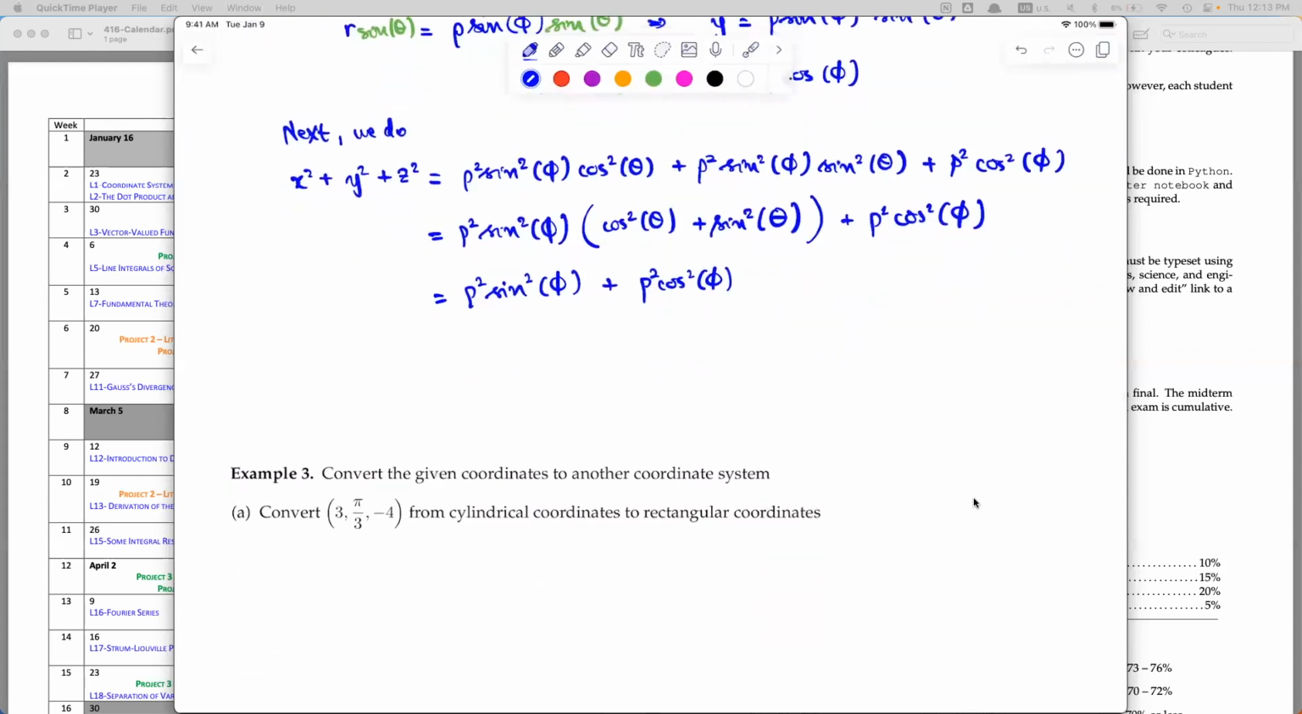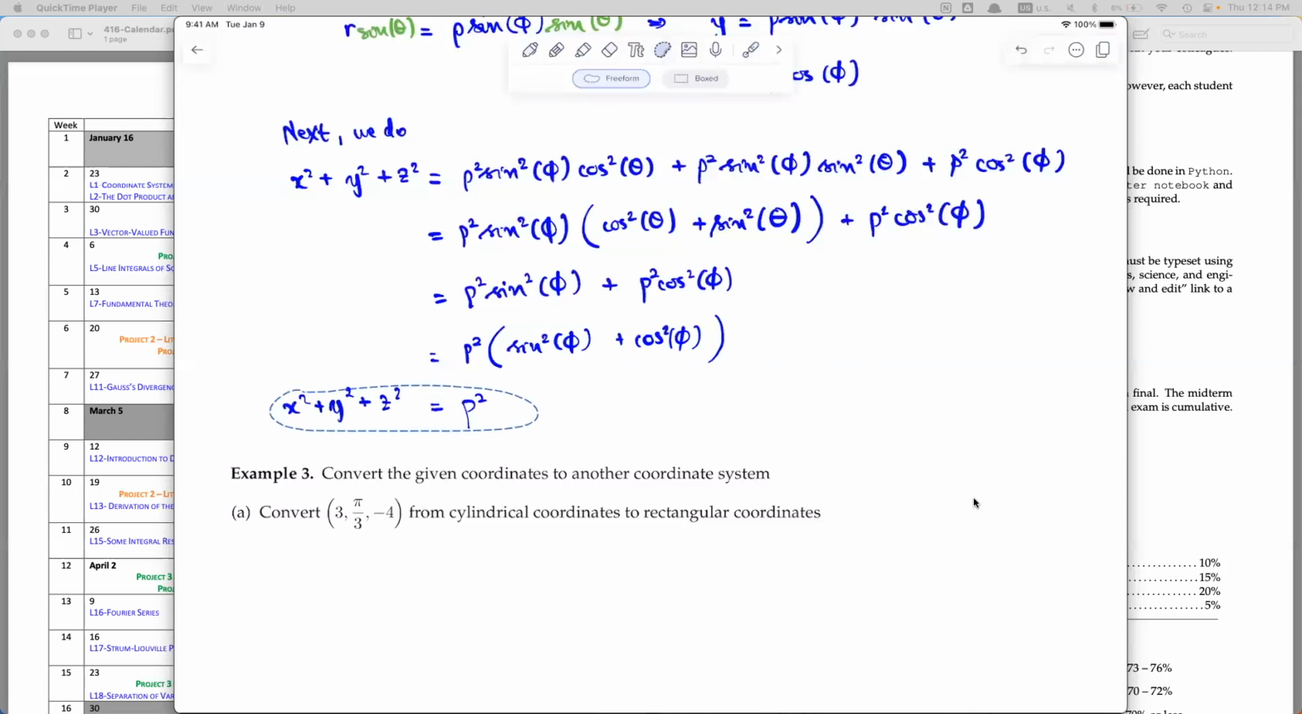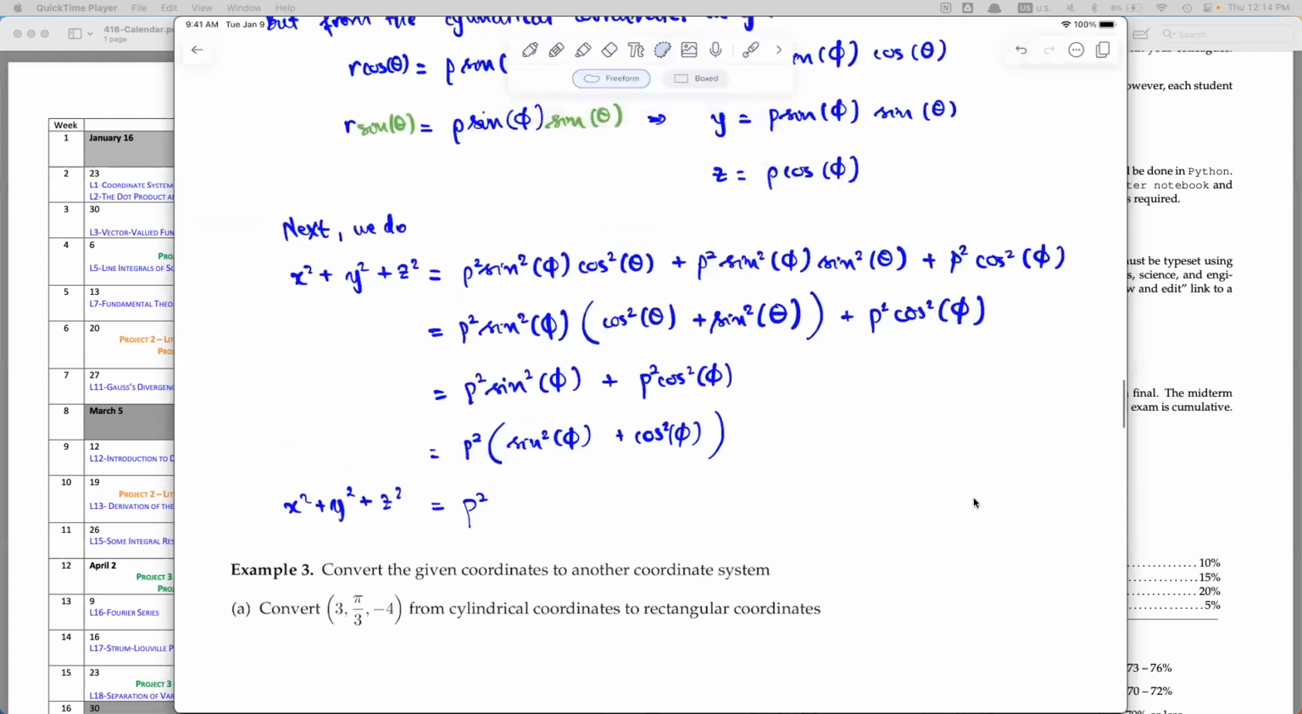And rho squared is a common factor again on the right-hand side. We get rho squared times sine squared phi plus cosine squared phi. Therefore, at the end, you get x squared plus y squared plus z squared equal to rho squared. And that is the last equation I want to derive to make the connection between spherical and rectangular coordinates.